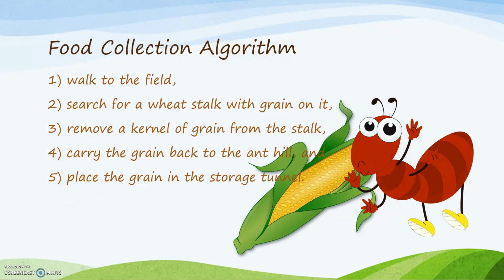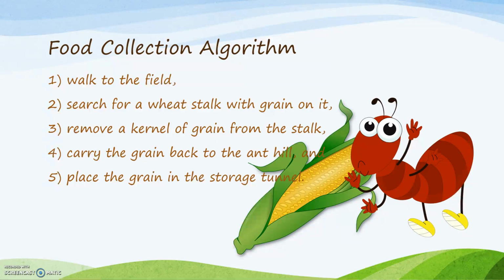"Oh, that sounds like a simple algorithm," remarked the grasshopper. "Well, algorithms can be simple or complex," explained the ant. "They can even include steps that require other algorithms to solve. For example, when I collect food, I use a special food collection algorithm. It has 5 steps.